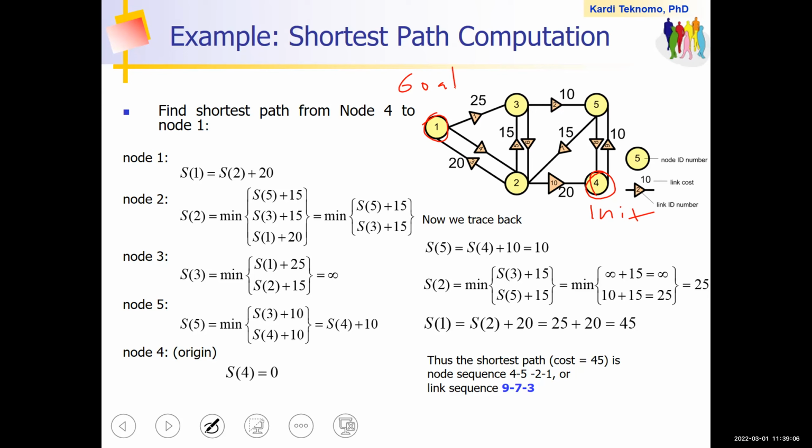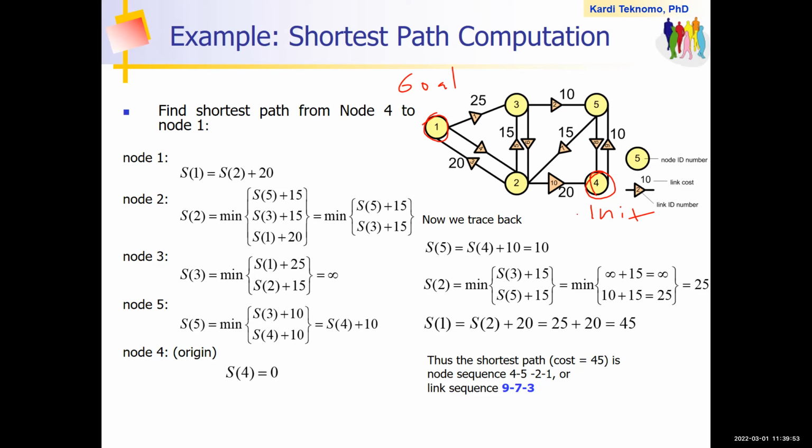Now you are in node 2. In node 2, what are the incoming arrows to node 2? Can you check? The incoming arrows to node 2 are from node 1, from node 3, and from node 5. Can you see it or not? From node 1, the cost is 20. From node 5, the cost is 15. And from node 3, the cost is again 15.